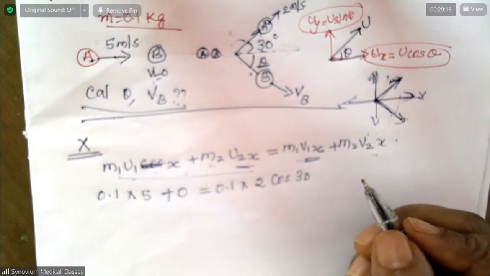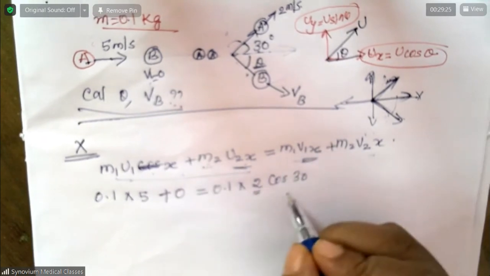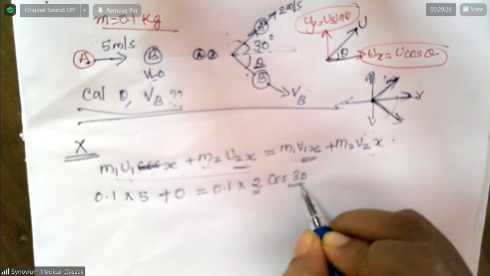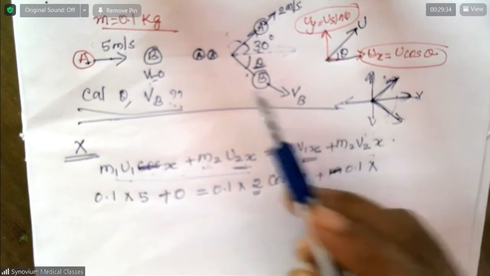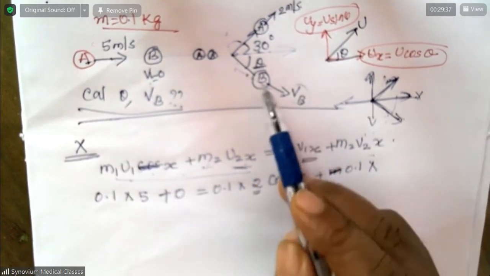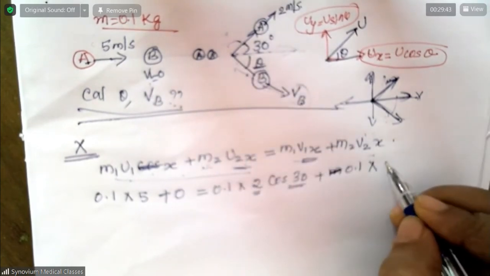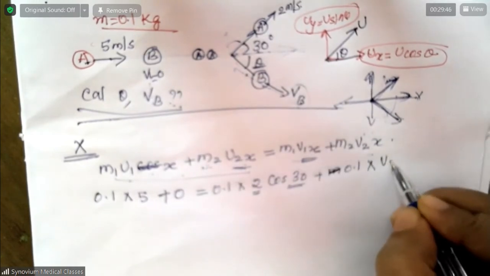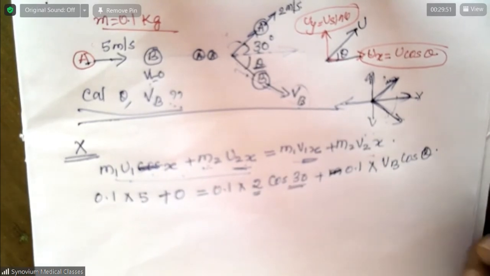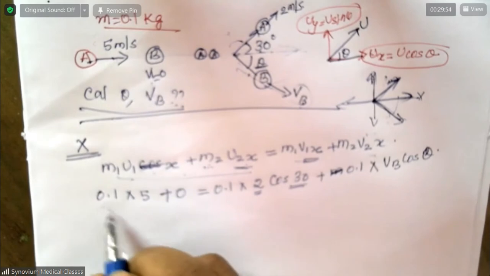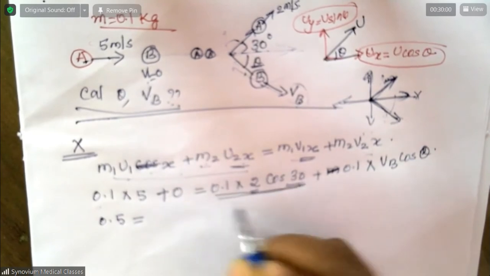Have you understood how to apply this? Don't take only 2. Since we are considering x, take the component of 2 in the x direction. Plus M2, which is also 0.1, into V2. We want the component of V2 in the x direction, so this will be VB cos theta. Now you simplify this, you will get an equation, that means 0.5 is equal to, how much is this? Find out and tell me.